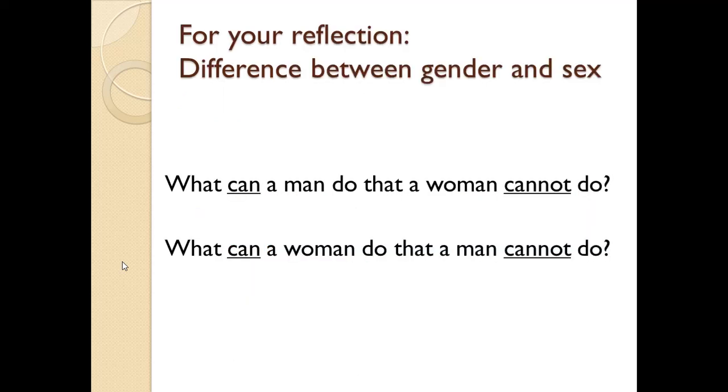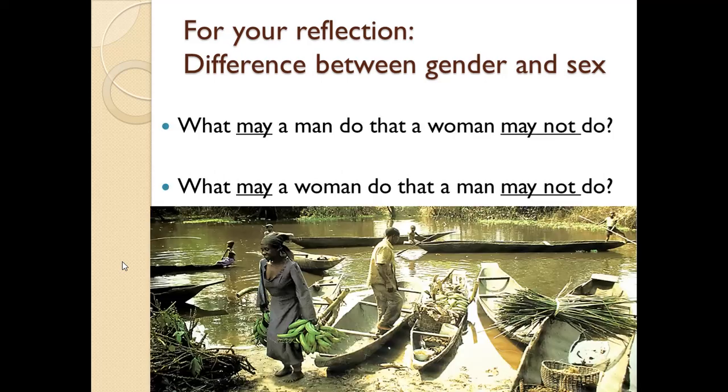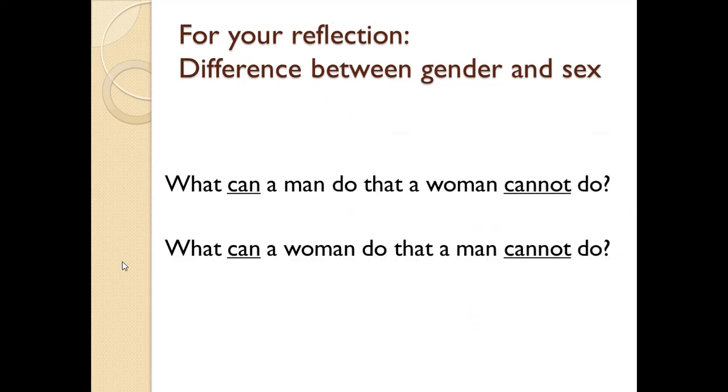So this is for your reflection, of course, that you could ask yourself, to help you understand the difference between gender and sex. So the question could be, what can a man do that a woman cannot do, or what can a woman do that a man cannot do? So the whole concept here is about English, can versus may. So what may a man do and a woman may not do, or what may a woman do that a man may not do? So this reflects on sex.